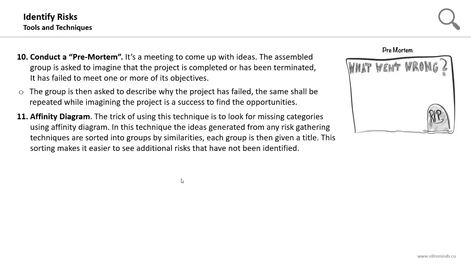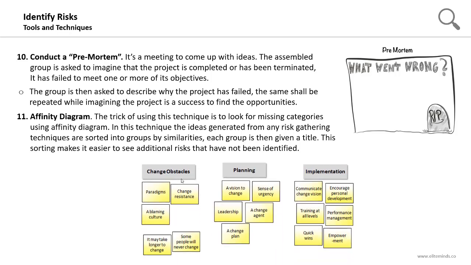So by gathering the ideas or the risks you identified earlier into categories of similarities, by looking at these categories or at the affinities, you can determine any missing risks. Here is an example of the affinity diagram where you categorize the risks based on change obstacles, planning, or implementation. By looking at an affinity diagram, you can determine the risks which you missed.